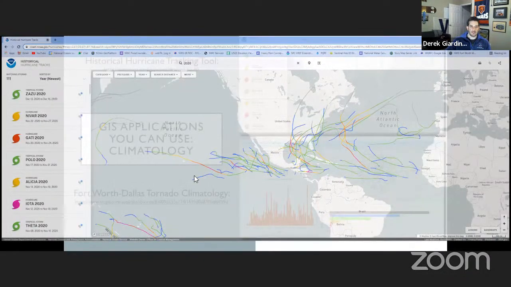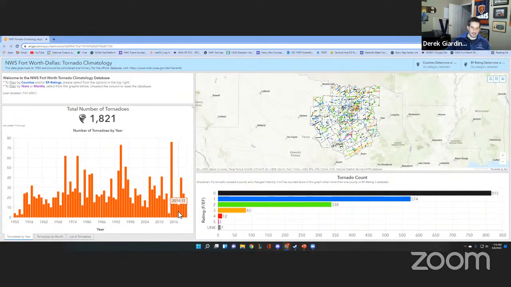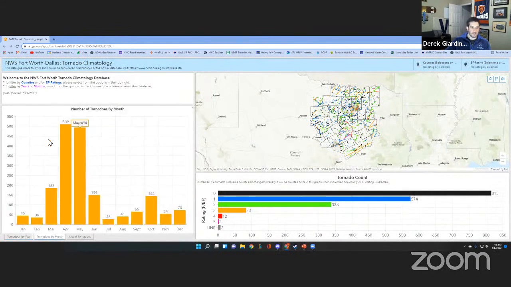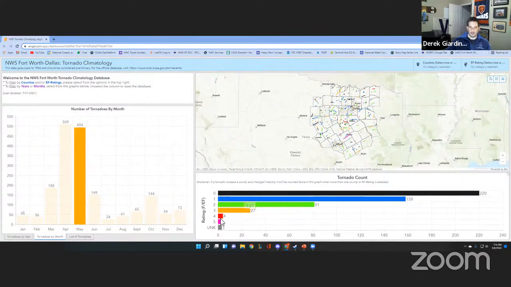Pretty neat and interesting. One made by someone in the office is the tornado climatology. This helps break down tornadoes, where and what counties they cross, and what time of month they may occur. We have an increase: you can see April, May, 509, 494. You can click on that, and it'll break down on the map where the May tornadoes were. You can see the two EF2s and EF5s came during May.